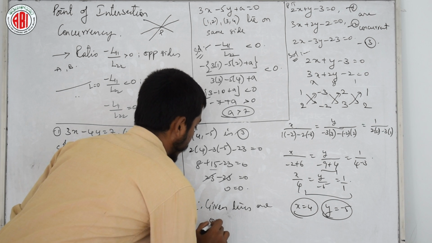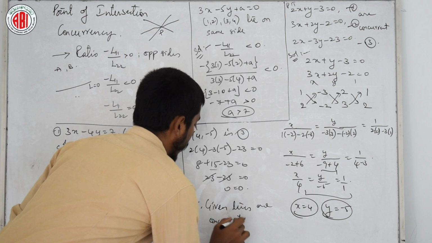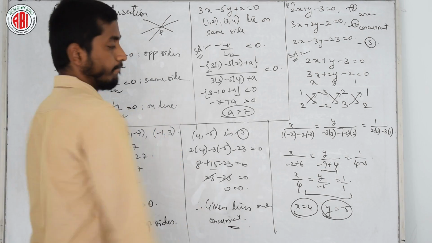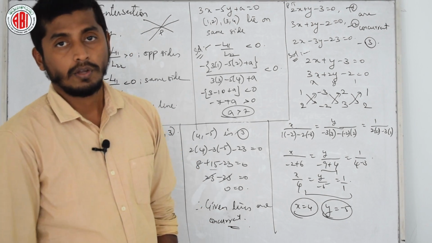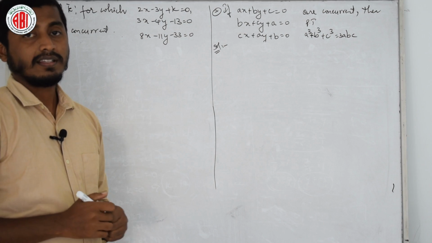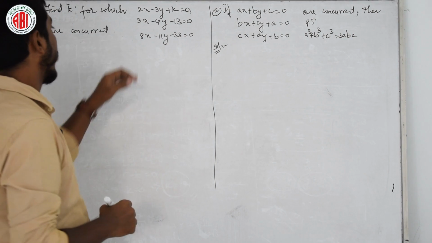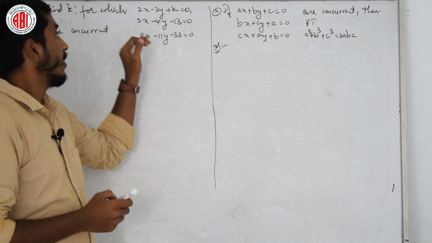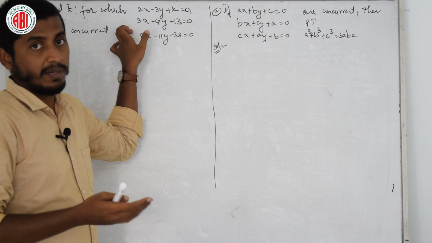Therefore, the given lines are concurrent. Is it clear? Okay, now we'll discuss the concurrency condition in a different way. In the previous problem, we discussed solving two equations by the cross multiplication method.